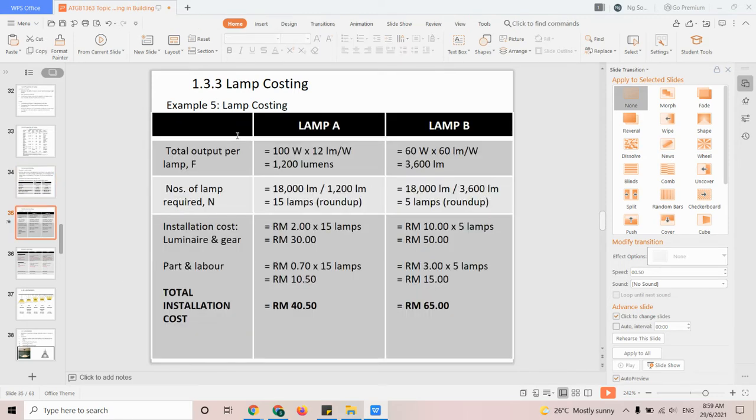So first, let us have a look at lamp A. To find out the amount of light, or lumen, given out by this lamp A, we just need to multiply the voltage with the efficiency. Then you'll be able to get your lumen, which is 1200. And with this amount of lighting given by lamp A, you'll be able to find out your number of lamps required.